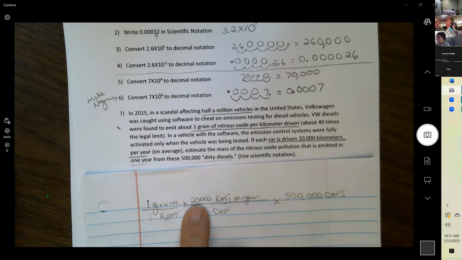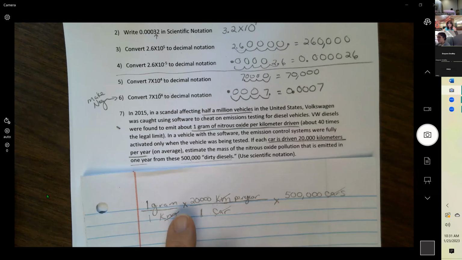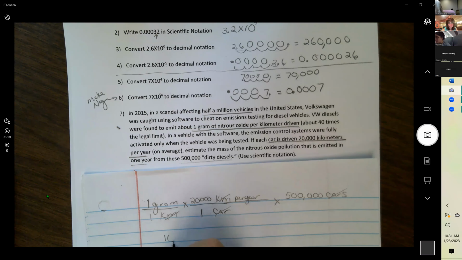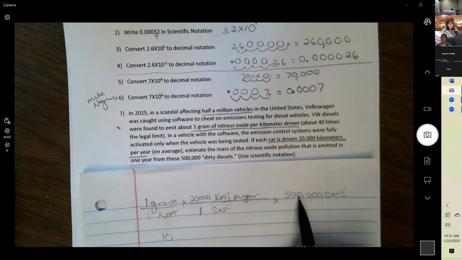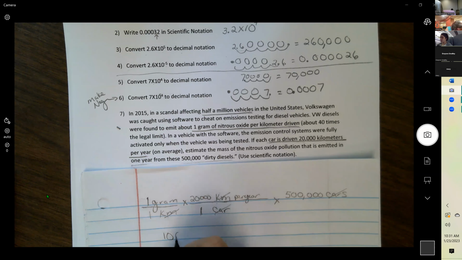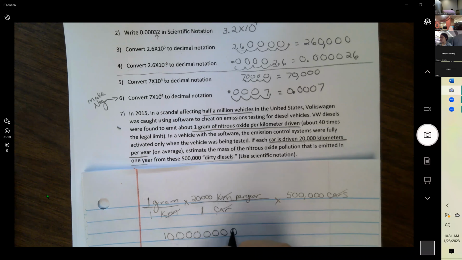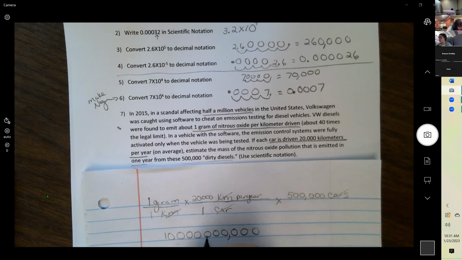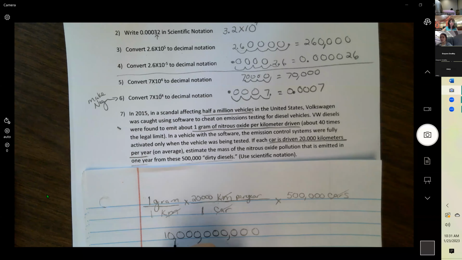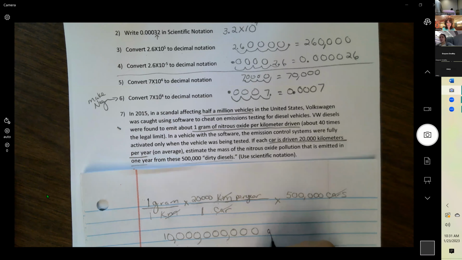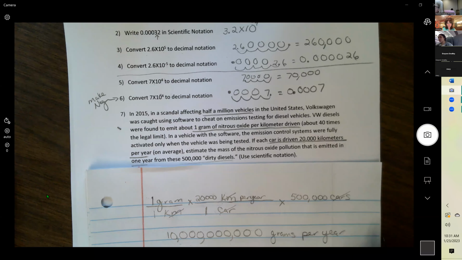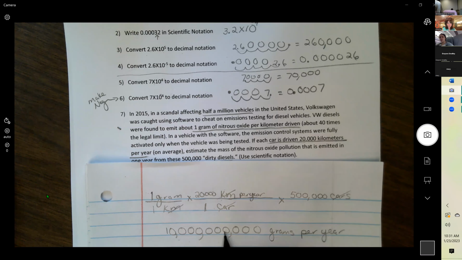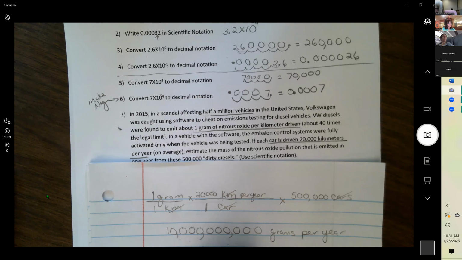1 gram times 20,000 times 500,000. 2 times 5 is 10. And then we have 9 zeros. I got 1 to the 10th. 1, 2, 3, 4, 5, 6, 7, 8, 9, 10. Yep. 1 times 10 to the 10th.